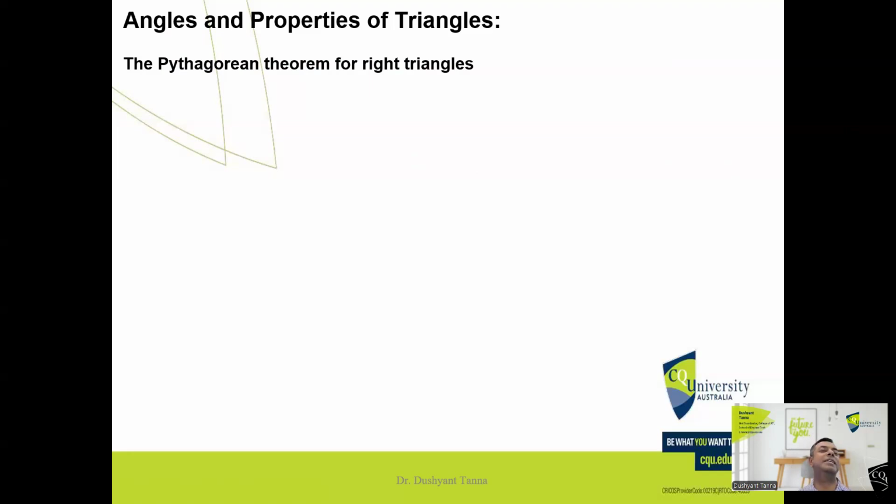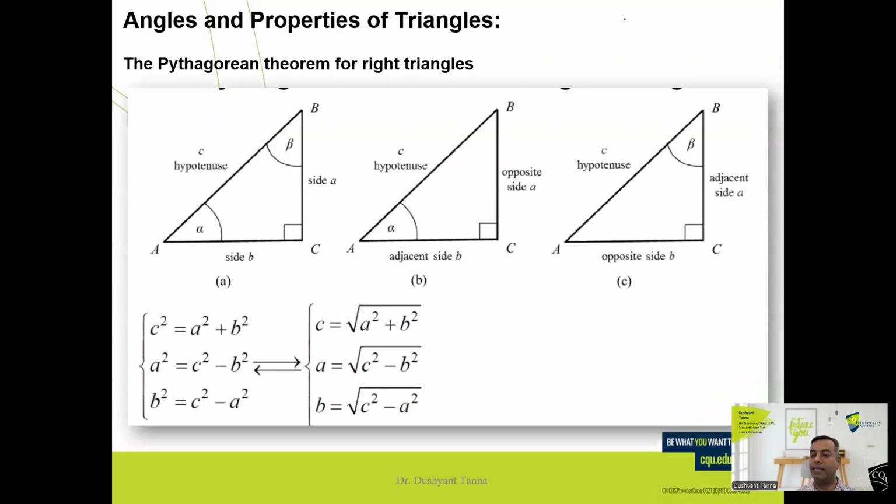Hypotenuse square is equal to the sum of the squares of the remaining two sides. So if you got a right angle triangle like this, the Pythagoras theorem: if C is the hypotenuse, then A square plus B square equals C square. And then you can say A square is equal to C square minus B square. Then you can say B square is equal to C square minus A square. All of them are important.